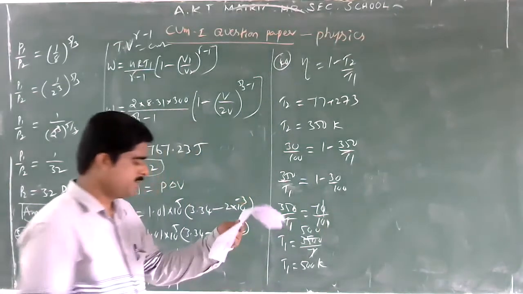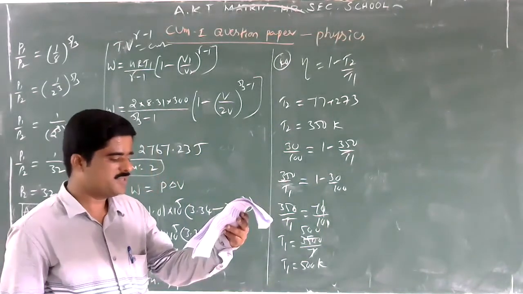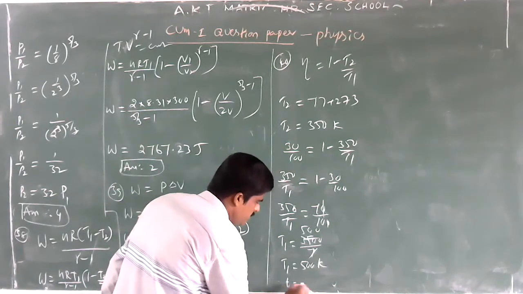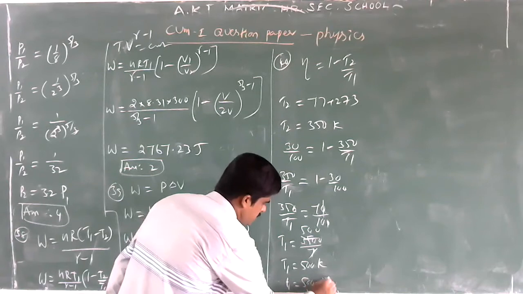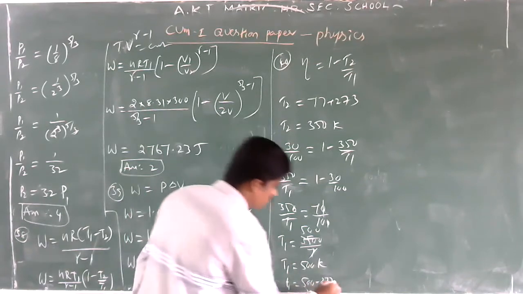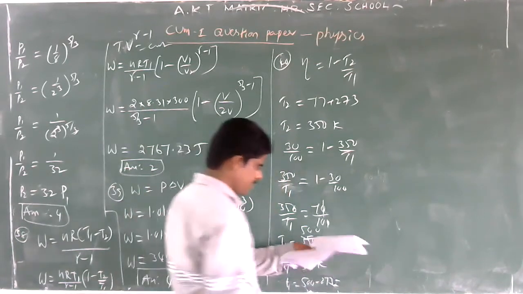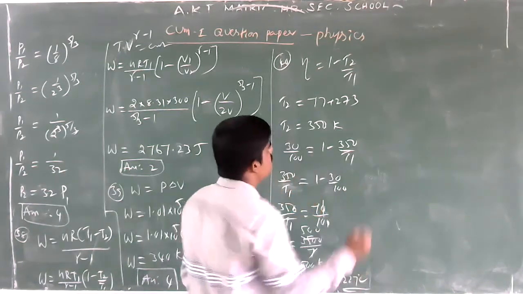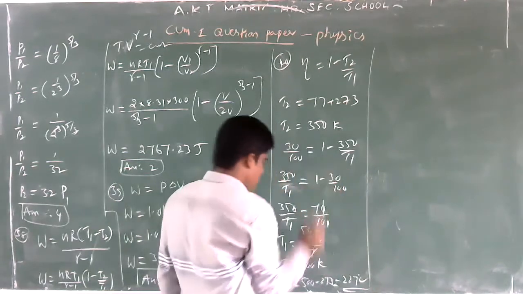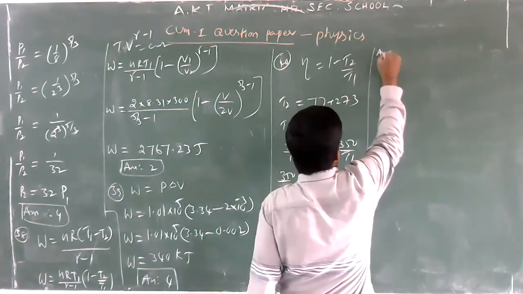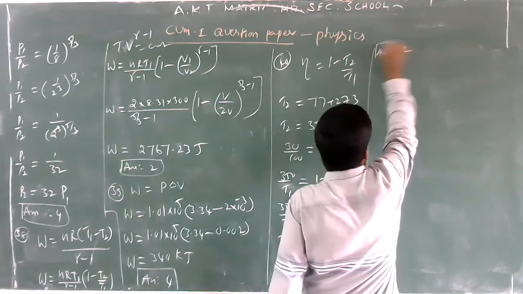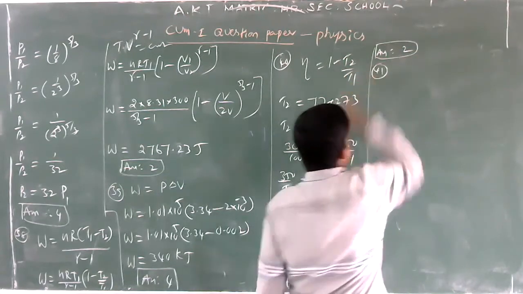But the given options are in Celsius degrees. Then T1 is equal to 500 minus 273, which is approximately 227 degrees Celsius. That is the answer, the temperature of the source. So which option is correct for 40, 227 degrees Celsius? The second option is correct. Next, 41.